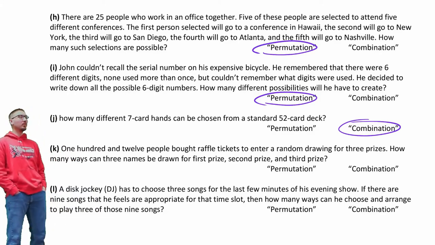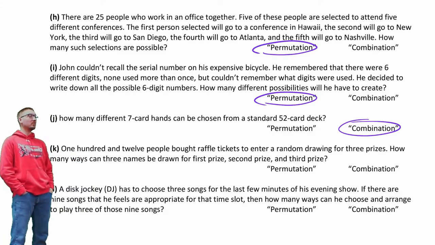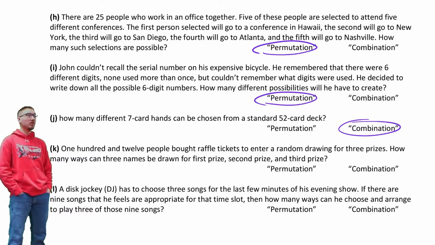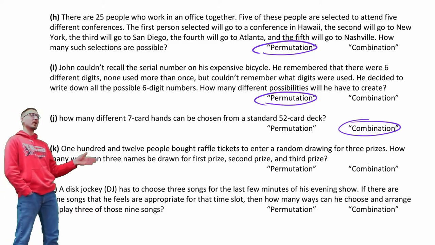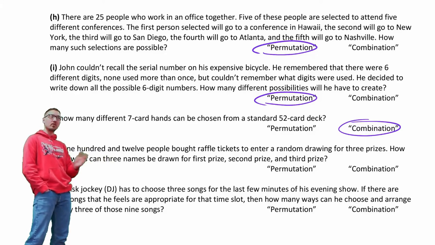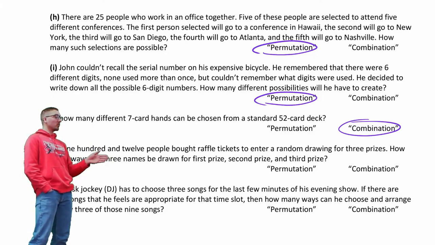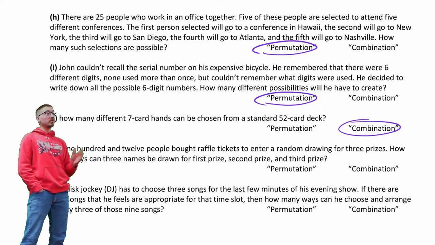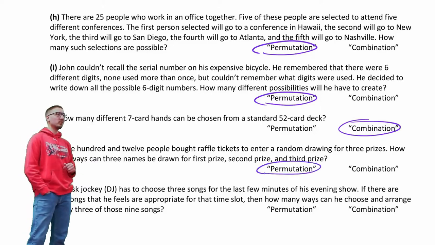Okay, 112 people bought raffle tickets to enter a random drawing for 3 prizes. How many ways can 3 names be drawn for first prize, second prize, and third prize? Because there is an order, and there's a difference between getting drawn in what situation and what prize you get, this is a permutation.